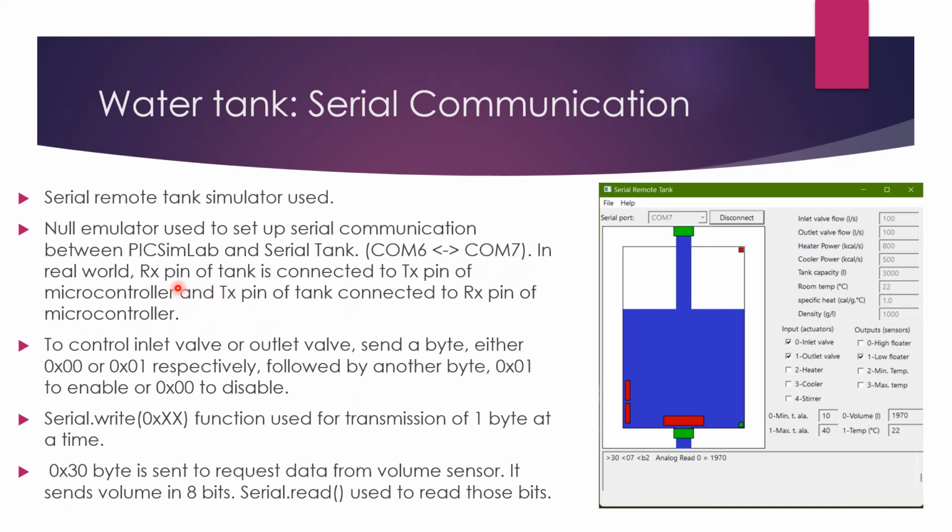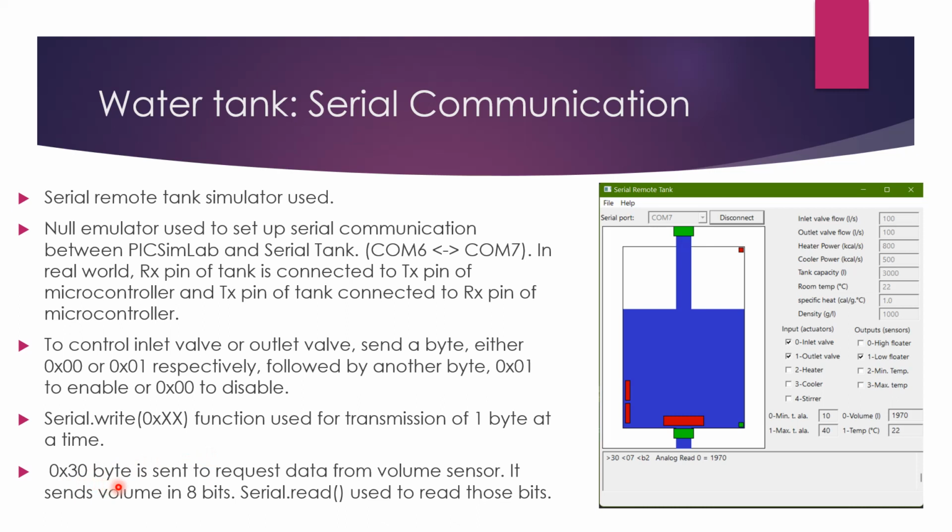In the real world, the receiver pin of the tank is connected to the transmission pin of the microcontroller and vice versa. To control the inlet valve or outlet valve, we need to send a byte, either 0x00 or 0x01 respectively, followed by another byte, 0x01 to enable or 0x00 to disable. The Serial.write function is used for transmission of 1 byte at a time.